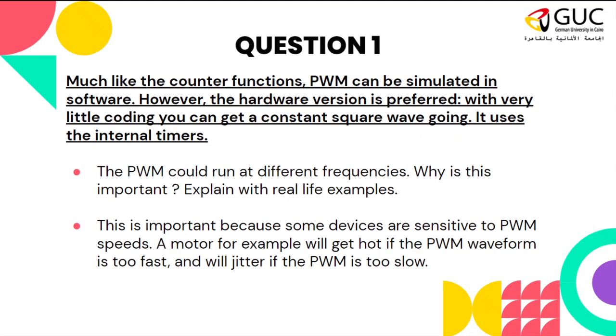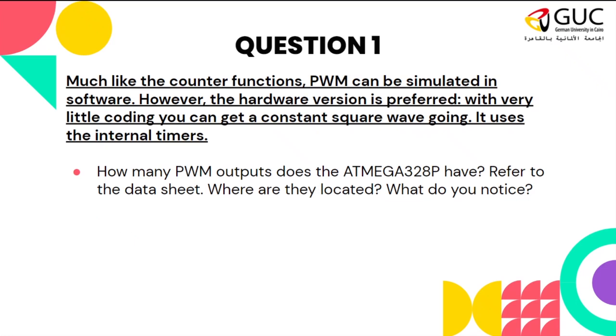That's why we need to take care of setting the frequencies according to each and every component, to have the perfect output, which will make our component work as perfectly as we want. Question number 1, part C. How many PWM outputs does the Atmega 328P have? Refer to the datasheet. Where are they located?